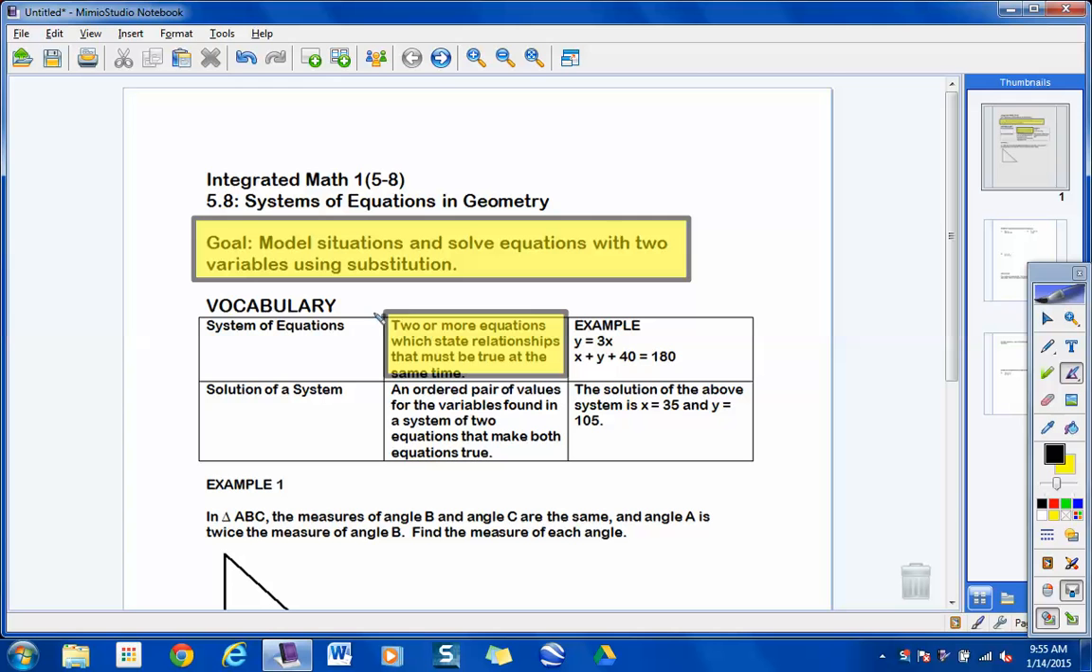So as an example, right up here I have one equation, I have a second equation. What's the first equation in this? Y equals 3 times x. How many variables are in that first equation? Two, a y and an x. Okay. What's the second equation? X plus y plus 40 is 180.